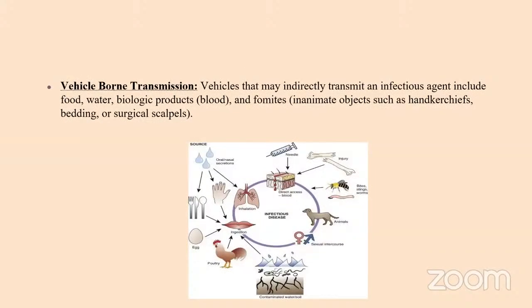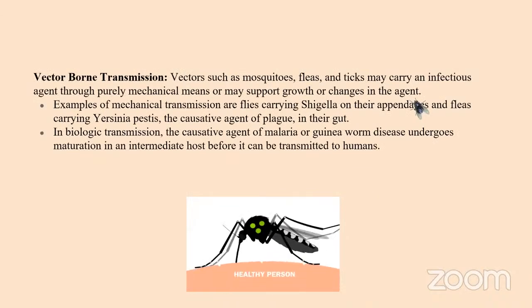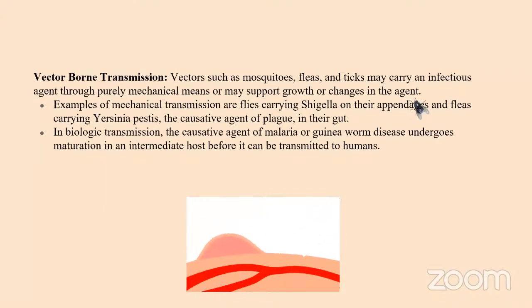So for vehicle-borne transmission, the vehicles that indirectly transmit infectious agents include food, water, biological products like blood, and fomites, the inanimate objects such as handkerchiefs, bedding, or surgical scalpels that are found in the hospital. Vector-borne transmission in HAI involves vectors such as mosquitoes, fleas, and ticks, which may carry an infectious agent through purely mechanical means or may support growth or changes in the agent.